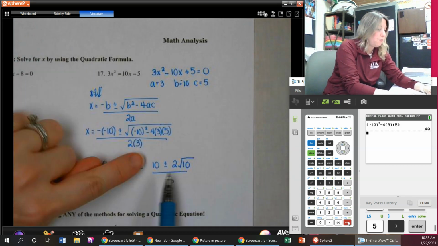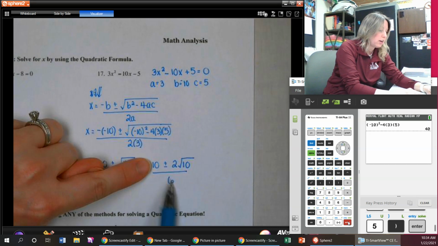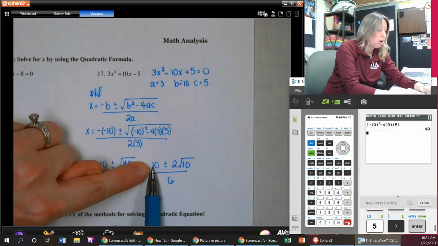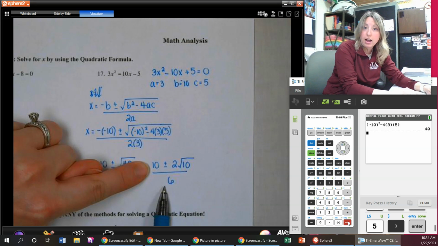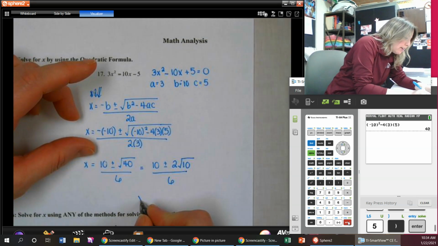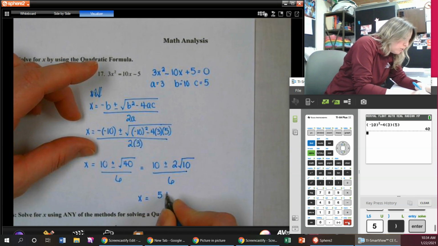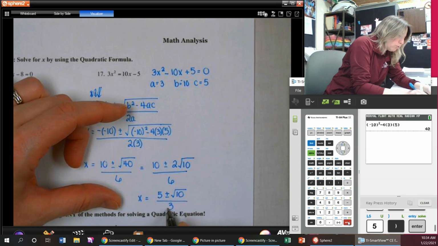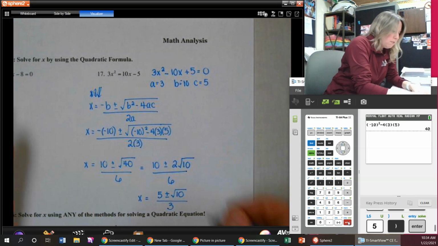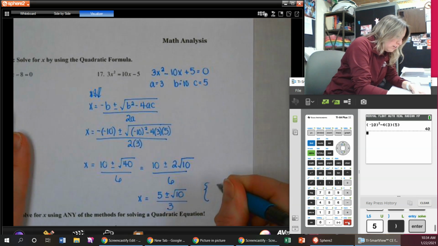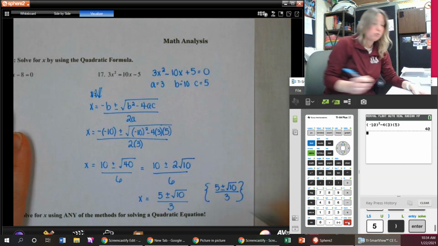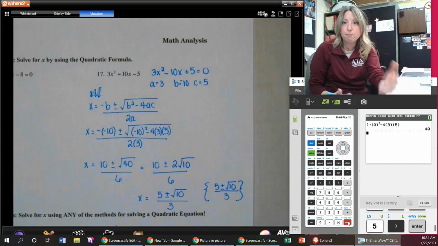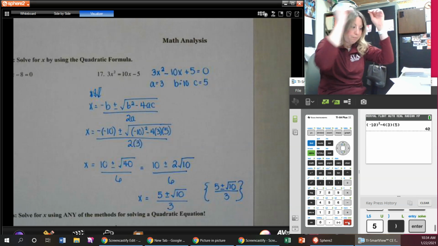Now I look at my coefficients. I like to refer to it as the triangle of coefficients. They are all even numbers, so they can all divide evenly by 2. 10 divided by 2 is 5. 2 divided by 2 is 1, so I'm not even going to write the 1. I'm just going to bring down my radical 10. And on the bottom, 6 divided by 2 is 3. That is my final answer. 5 plus and minus radical 10 over 3. That is, of course, two answers. 5 plus radical 10 all over 3, and 5 minus radical 10 all over 3.